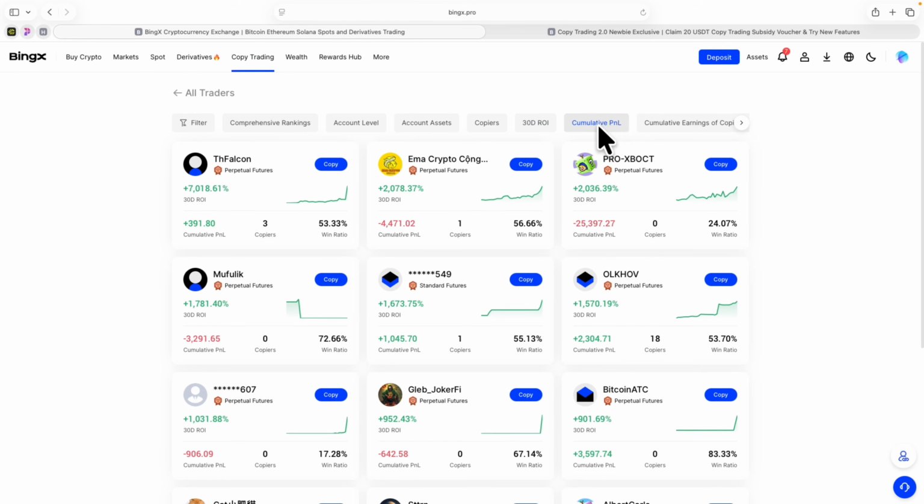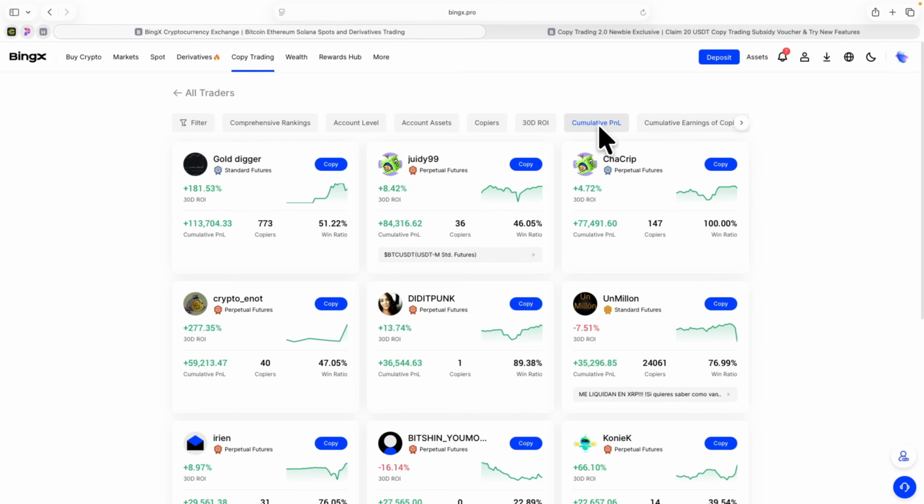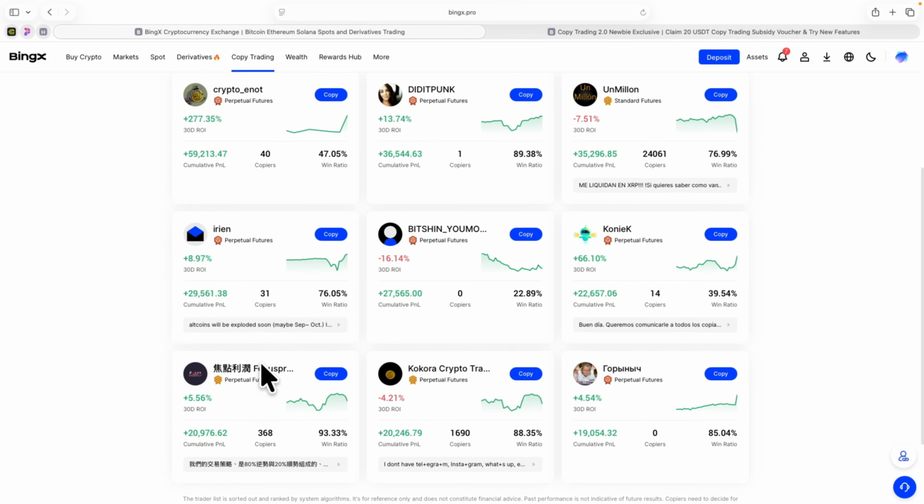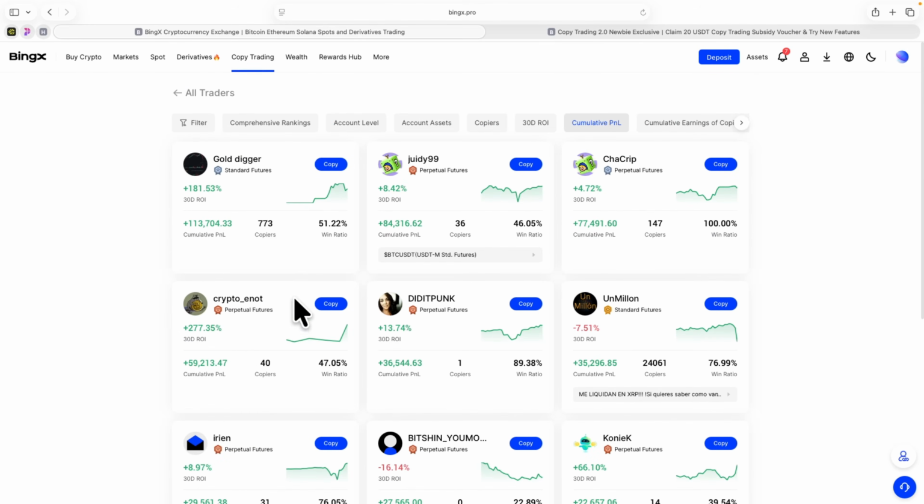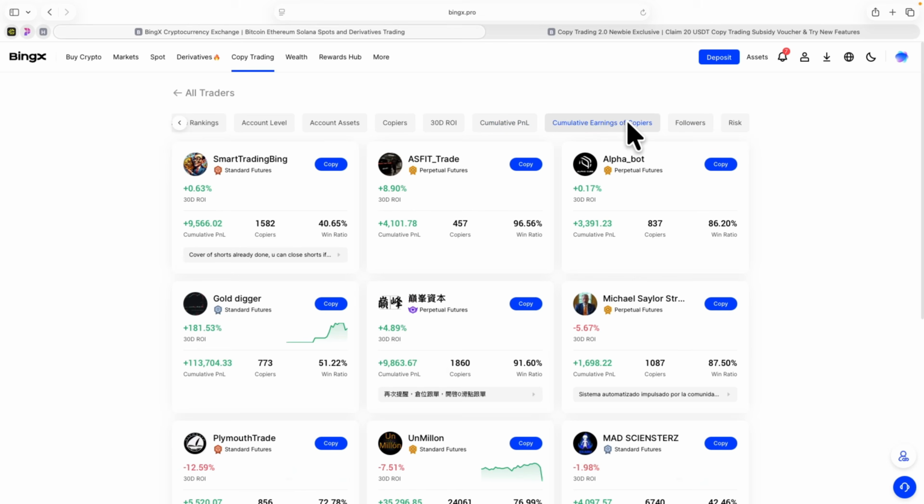And then you have cumulative PNL. Now, cumulative PNL is showing you the traders who have made the highest amount of money. So for this one right here, the first person on this list has made $113,000. The second person on this list has made $84,000. The third person on this list has made $77,000. So you'll be able to see how much other traders have made right here. So it's just to show you whether the traders are making money or not, which is also good. And then you have the next category, which is cumulative earnings of copiers right here.